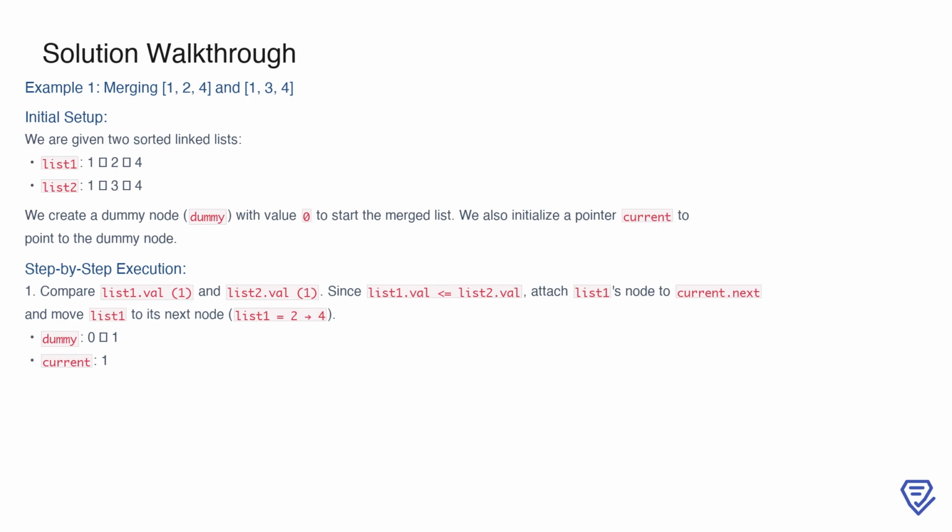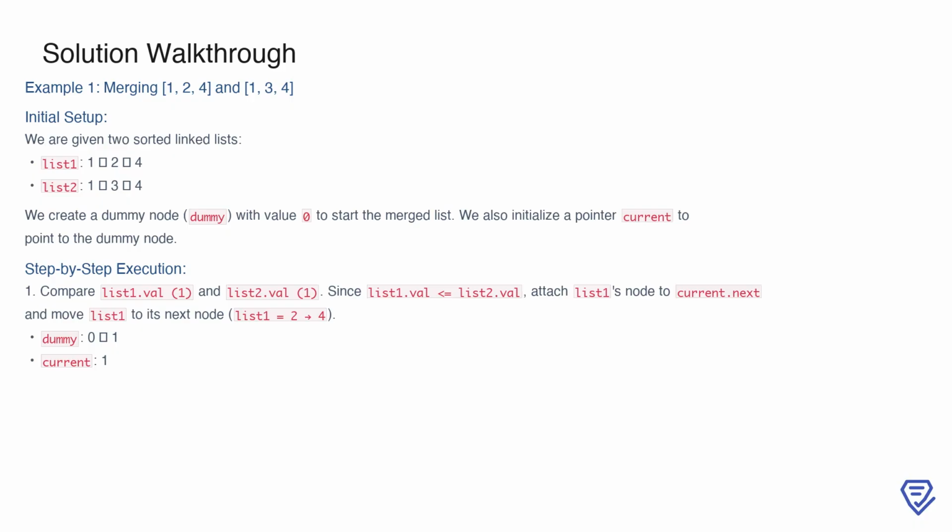To solve the problem of merging two sorted linked lists, we start with an example where list 1 contains the elements 1, 2, and 4, and list 2 contains the elements 1, 3, and 4. To facilitate the merging process, we create a dummy node with a value of 0. This dummy node serves as the starting point of our merged list. We also initialize a pointer, current, which points to the dummy node.